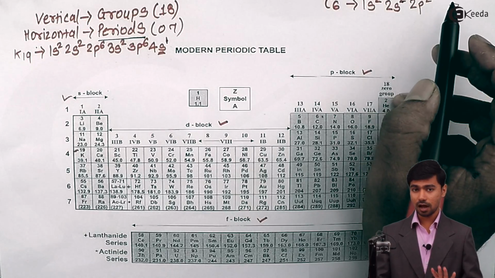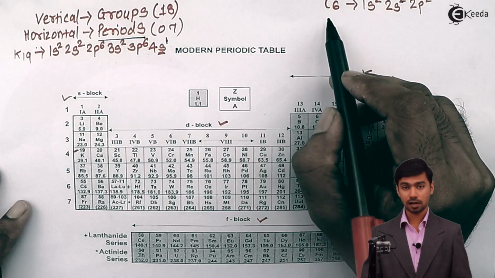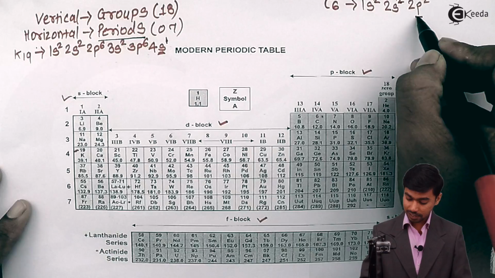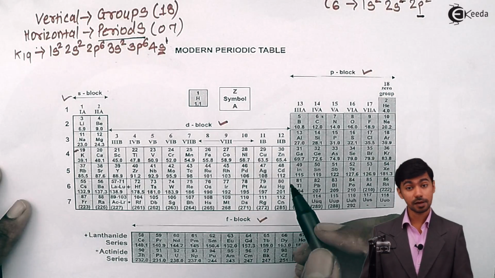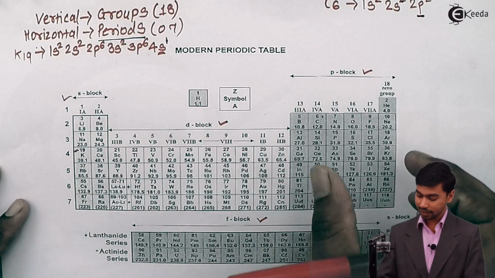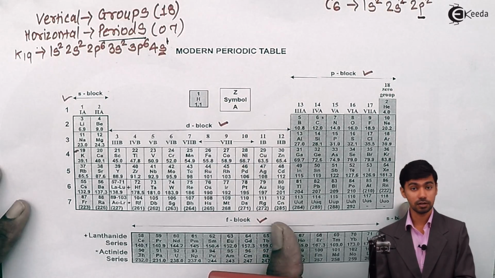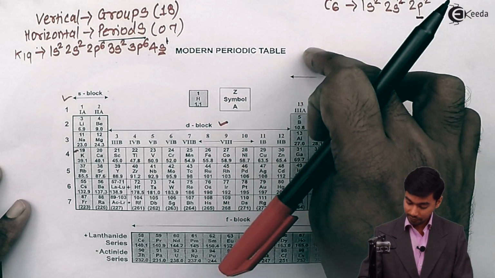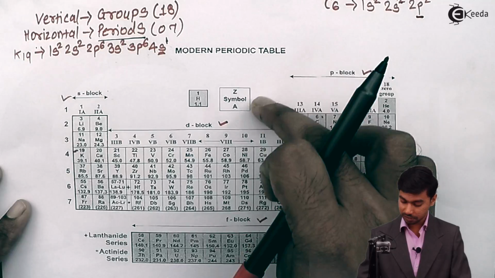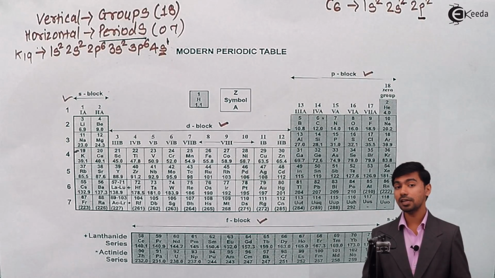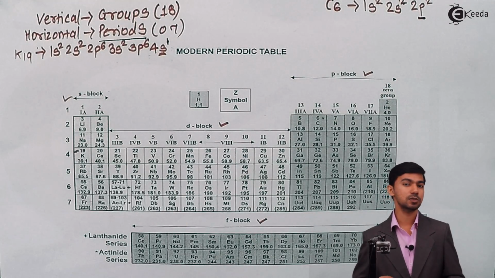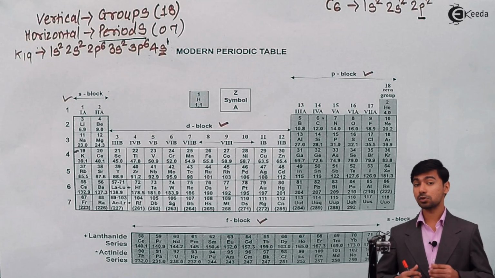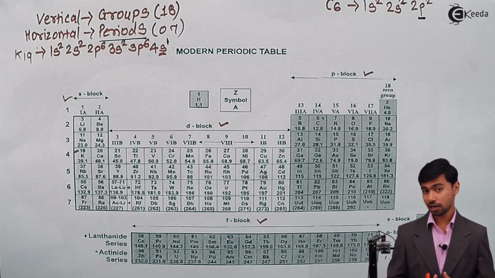That means 6 is the number of electrons in carbon, in which the last electron is entering into the p subshell. That is why it is considered as a p block element. That means for all the elements present in the p block, the last electron, that means the valence electron, comes into a p subshell.